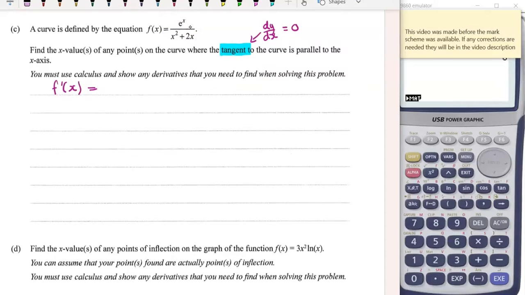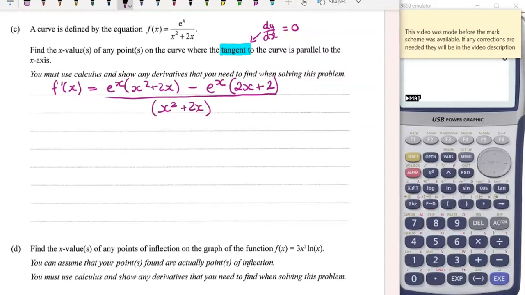So if we take v du by dx, we will have e to the x times x squared plus 2x. So our v bit times the derivative of the top, which is just e to the x, minus u dv by dx, so e to the x times the derivative of the bottom, all over the bottom squared. So x squared plus 2x squared, and we'll set that equal to 0. So now we're only interested in the numerator being equal to 0, since if we bring that denominator up and multiply it on the other side, that's going to turn to 0.